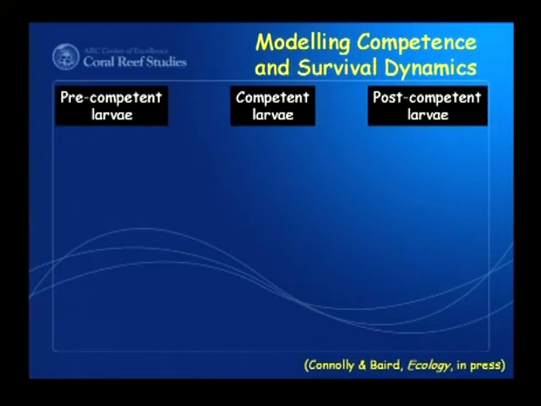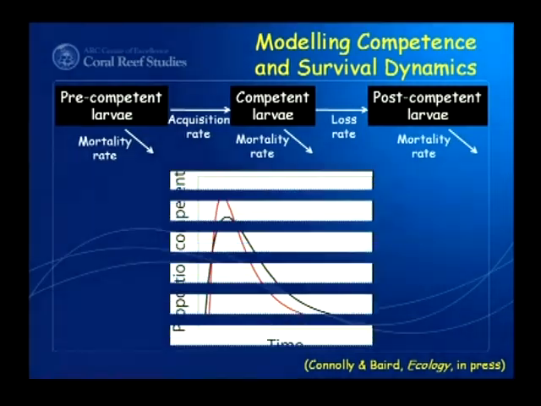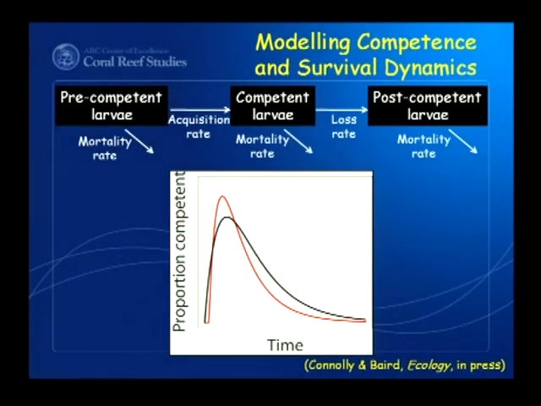They can be pre-competent, not yet able to settle and metamorphose into juveniles, or they're still alive, but they've lost the capacity to settle. And so larvae transition between these states according to acquisition and loss rates for competence, and the larvae are also subject to mortality. The sort of competence pattern that this model predicts is this sort of thing. So competence switches on, there may be a time lag, then there's a peak in competence, and then there's an exponential-like tailing off in competence.